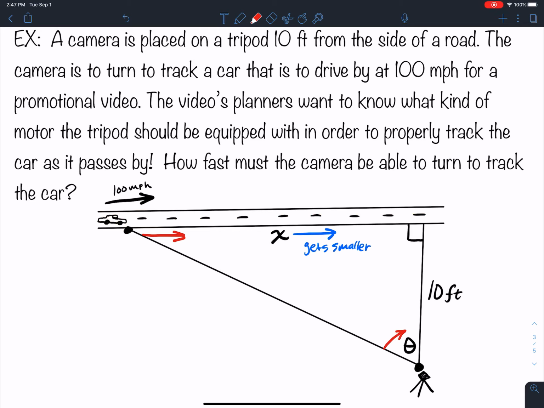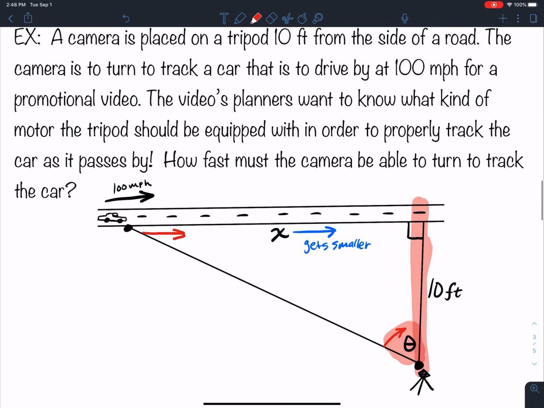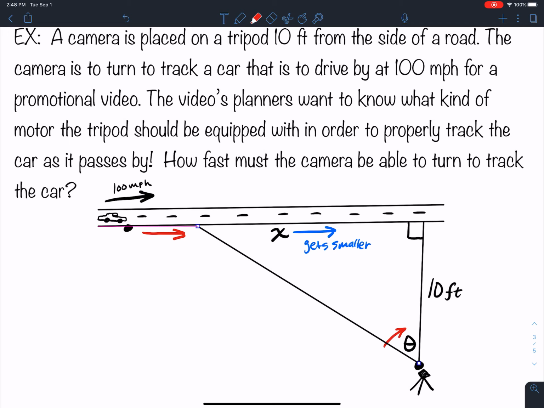Okay, and so it turns out the fastest rate at which we are turning is as the car is passing perpendicular, straight through right there. The angle that the camera has to turn is slow at first. It's speeding up, and then it gets super fast. This is the fastest that it has to turn, at that point right there.